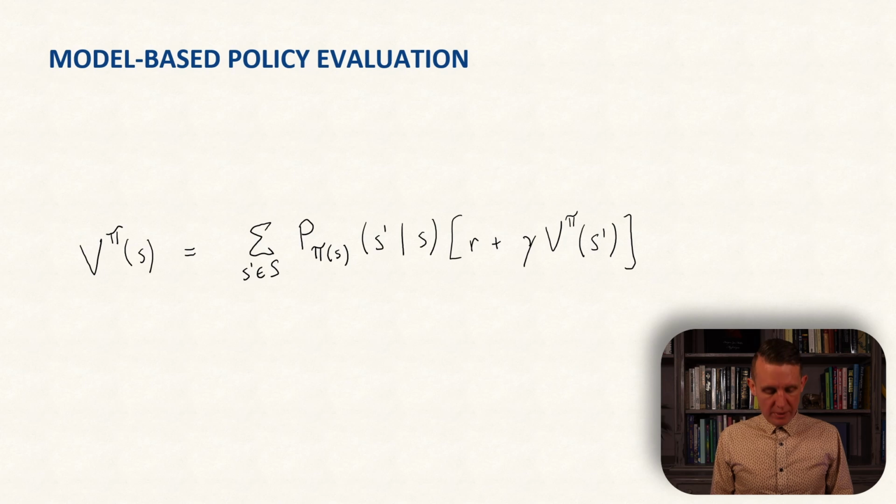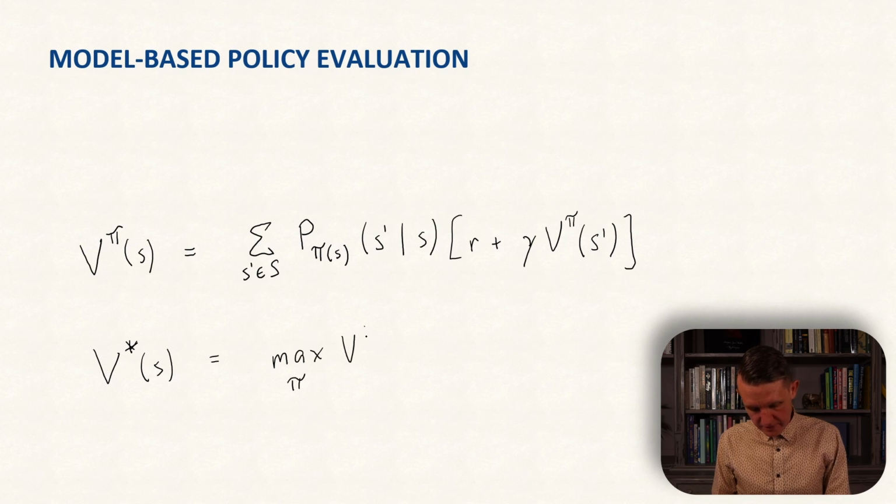The optimal expected reward that we could receive we'll denote as V star S. And to define that, what we want to do is find the policy that maximizes the value of each state.